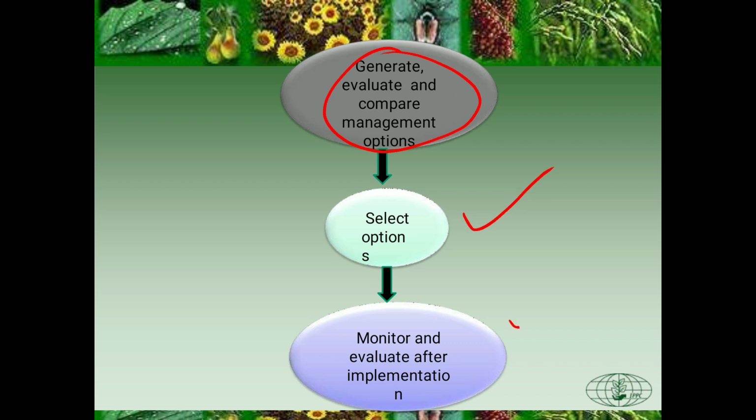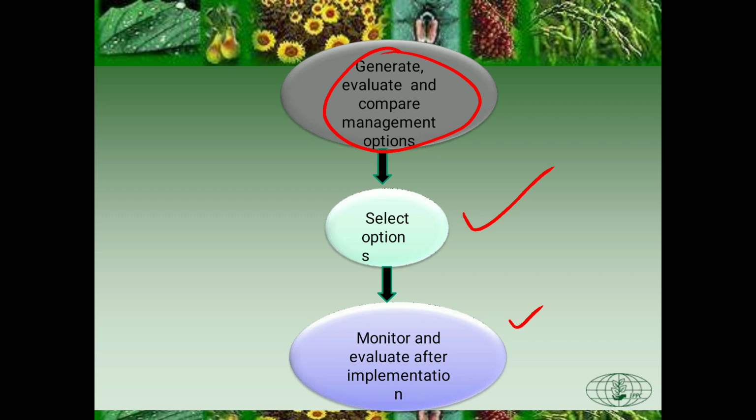Then the next one is to monitor and evaluate after implementation. That means after utilization of any control measure out of those different phytosanitary measures, we can do continuous observation of those management practices. Is there any control of that particular pest, whether that pest is controlled or not, or if it is controlled, to what extent is that pest controlled, or what is the impact of that control on implementation.